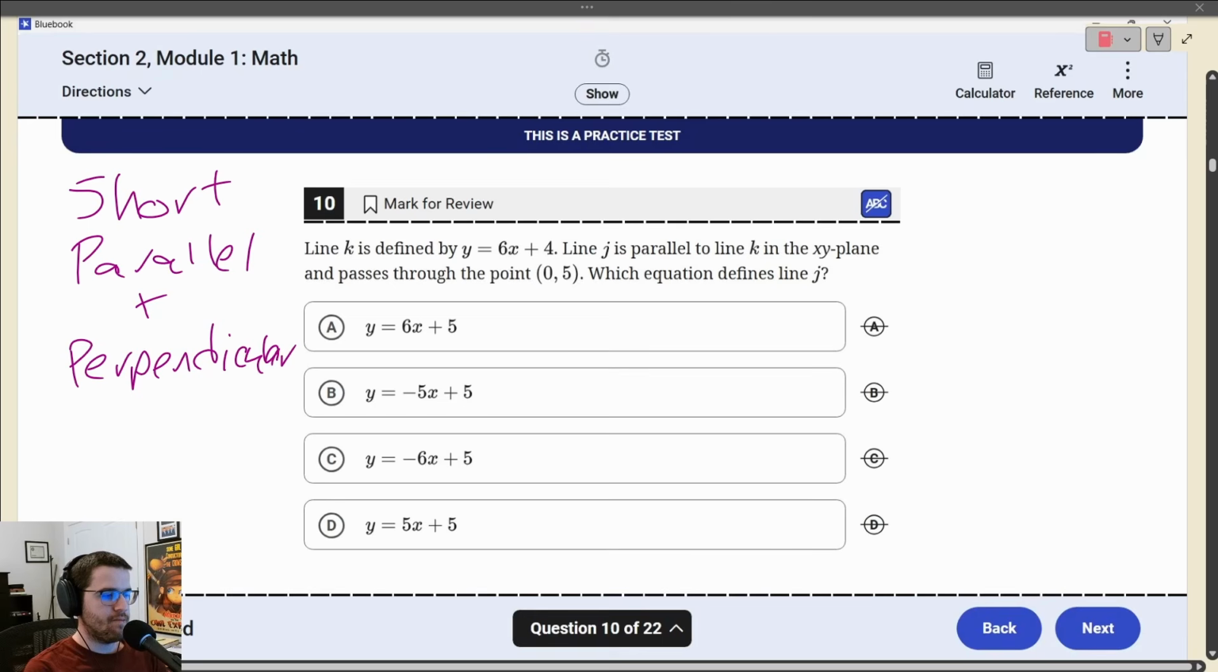Okay, question 10. I have a short called parallel plus perpendicular slopes, and the short after that called equation of a line. Both go over this. Definitely go check those out.